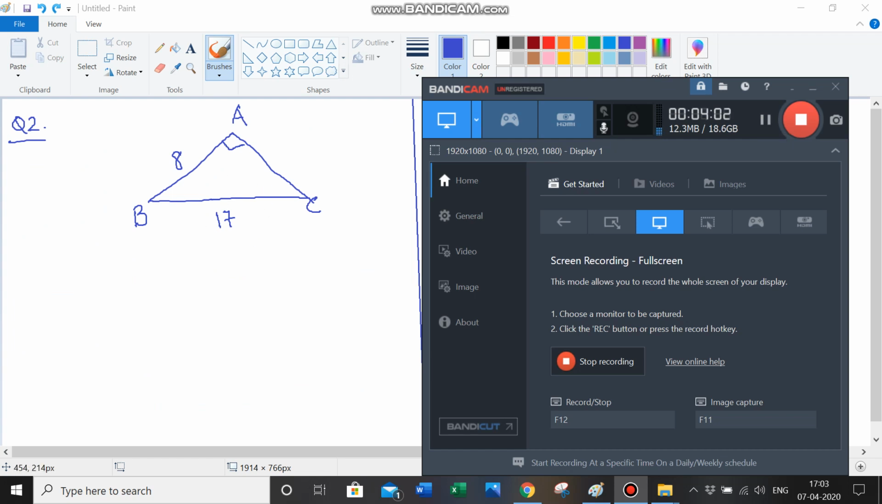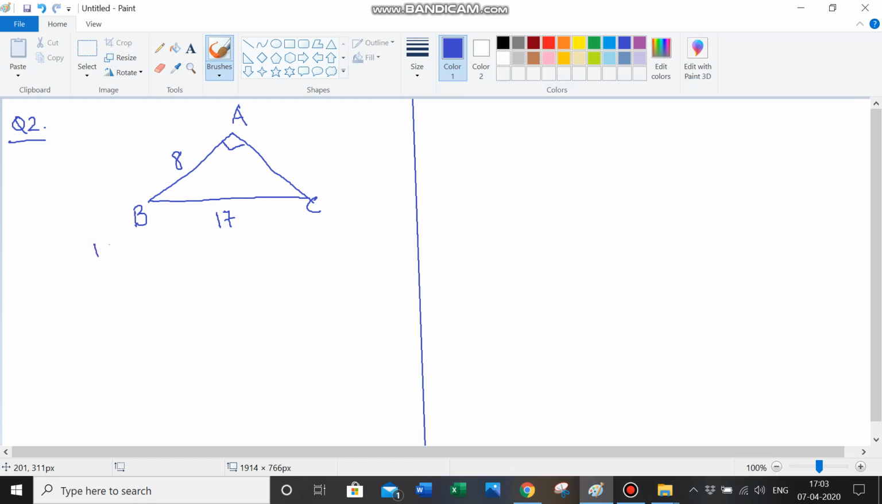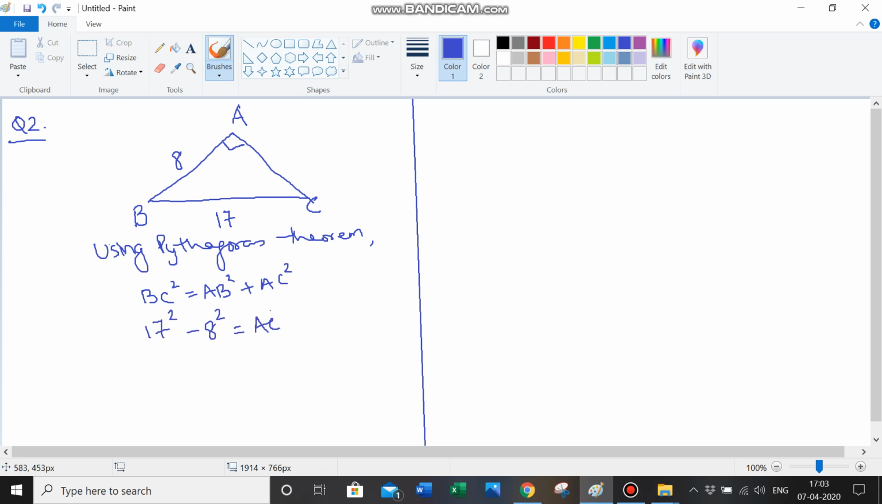So let's move on to question number 2. First, we need to find the value of AC. So using Pythagoras theorem, I get BC square is equal to AB square plus AC square. So 17 square minus 8 square is equal to AC square. Therefore, AC is equal to 15. So now I know that AC is equal to 15.